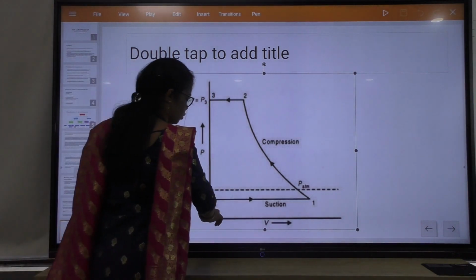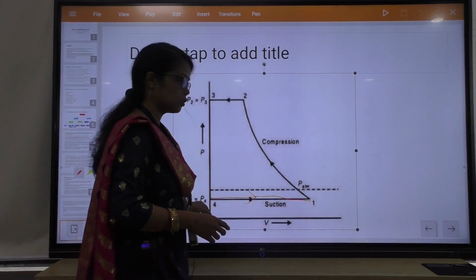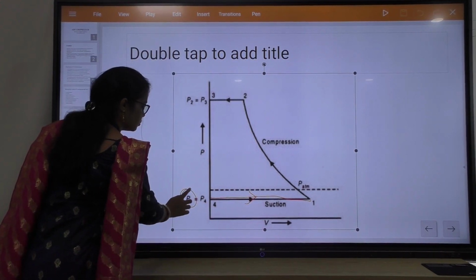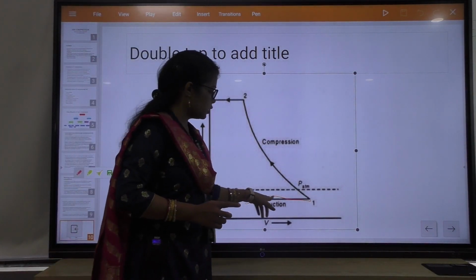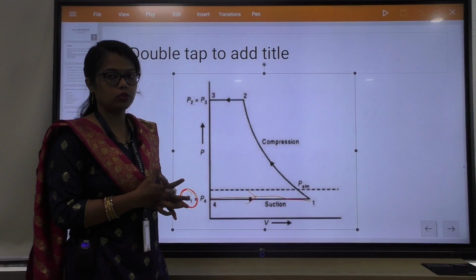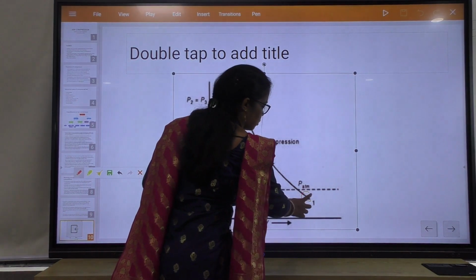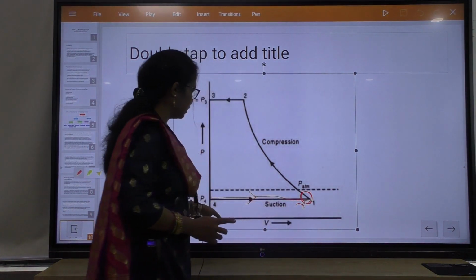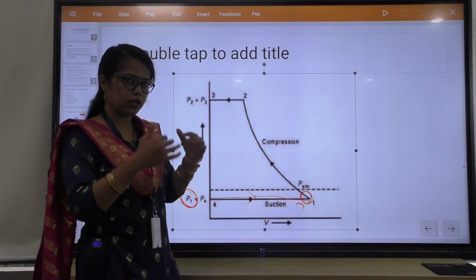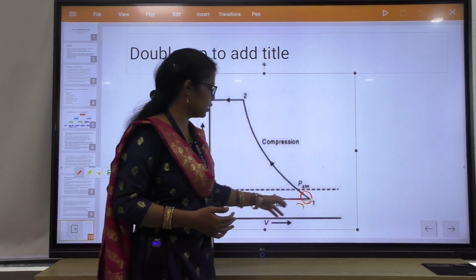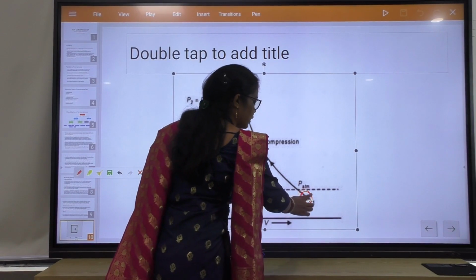During this suction process, the 4 to 1 line is the suction process, and it happens at which pressure? At constant pressure, at this pressure P1, clear. Then during this suction process air is entering into the cylinder, and up to which point? Up to this point. And you can clearly see the volume is also increasing, because air is entering into the cylinder at constant pressure.